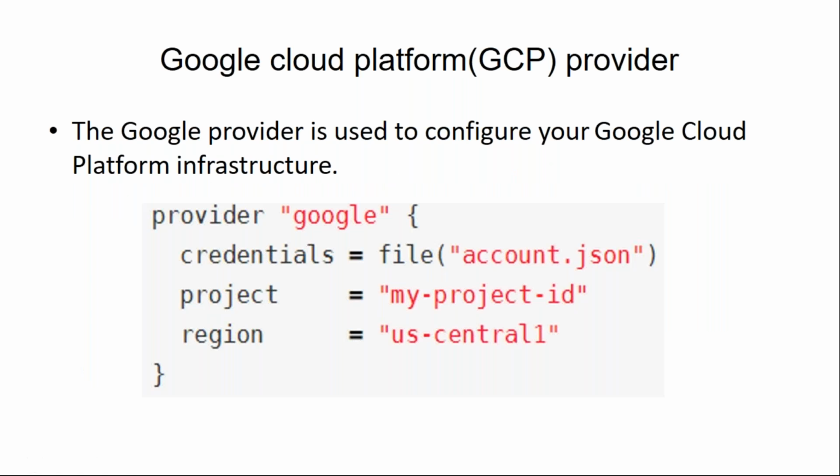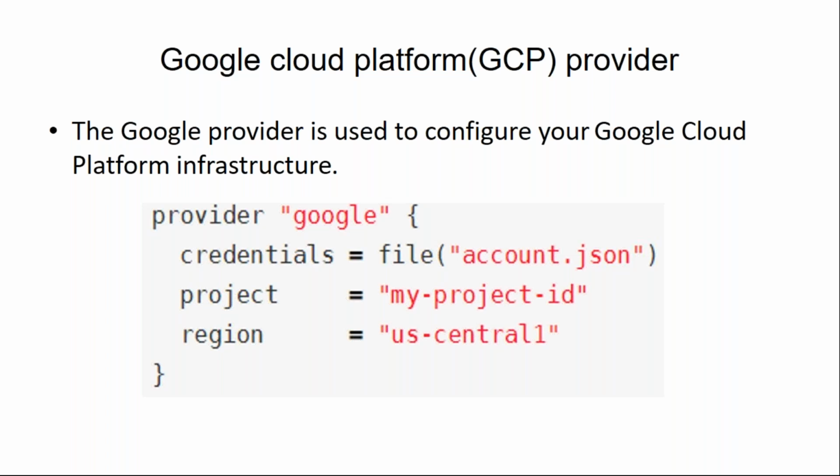Then coming to Google Cloud Platform, we have just seen that example. In the provider line, we are just giving Google. So Google Cloud is going to connect. And how to connect? We are going to use the credentials account.json. If you provide the account.json, it will apply and it is going to work on that.